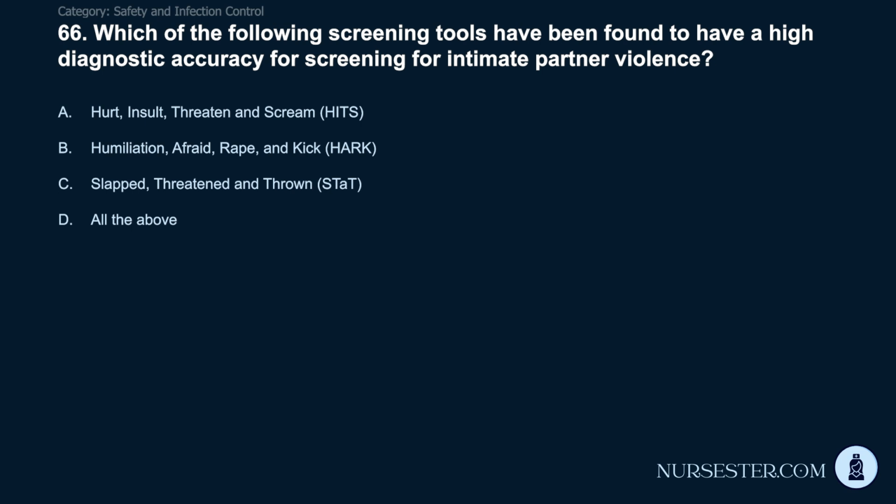66. Which of the following screening tools have been found to have a high diagnostic accuracy for screening for intimate partner violence? A. Hurt, insult, threaten and scream, HITS. B. Humiliation, afraid, rape, and kick, HARK. C. Slapped, threatened and thrown, STaT. D. All the above. Correct answer, D.